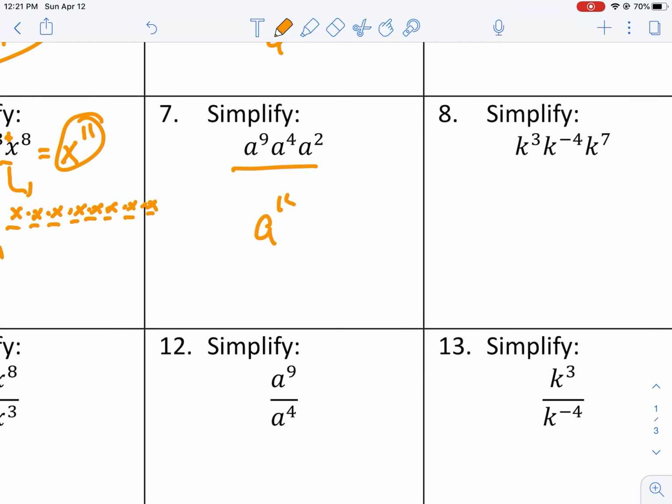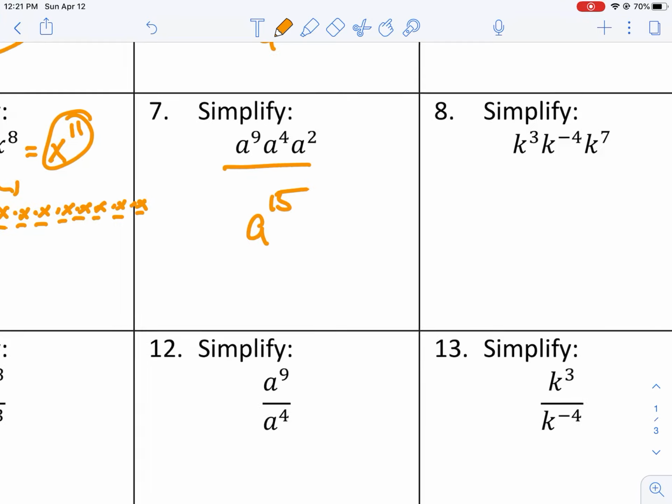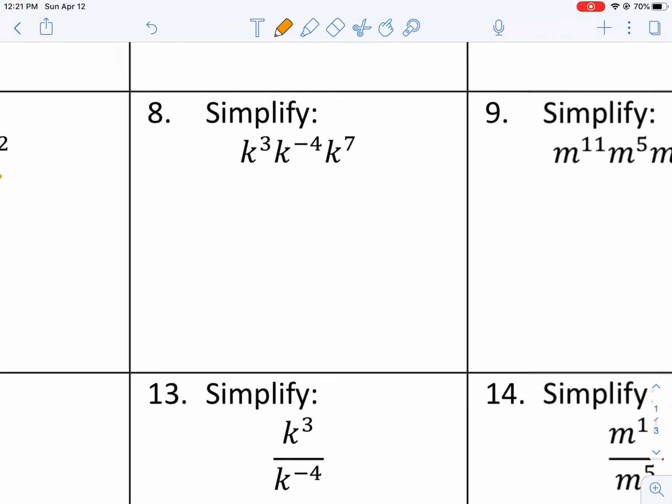What's this? It's 9 plus 4 is 13. 13 plus 2 is 15. a to the 15th power.